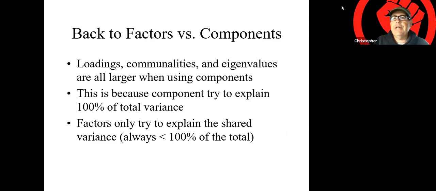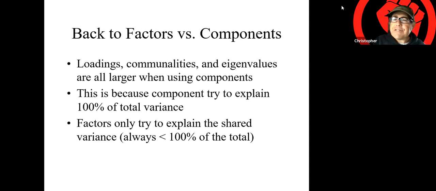Okay, just to swing back to factors versus components, the loadings, the communalities, the eigenvalues, they're all going to be larger when we're using components. That's because component analysis tries to explain 100% of the total variance. Factors always try to explain only variance that's shared by at least 2 variables. And that's going to end up being always less than 100% of the total.